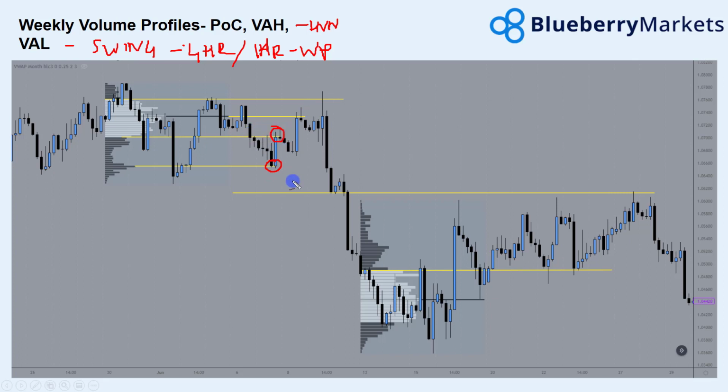We found resistance at the value area low. Price then breaks through. Where do we find resistance? Point of control. Price breaks higher. Where do we find resistance? Value area high. And then price sinks to the downside.